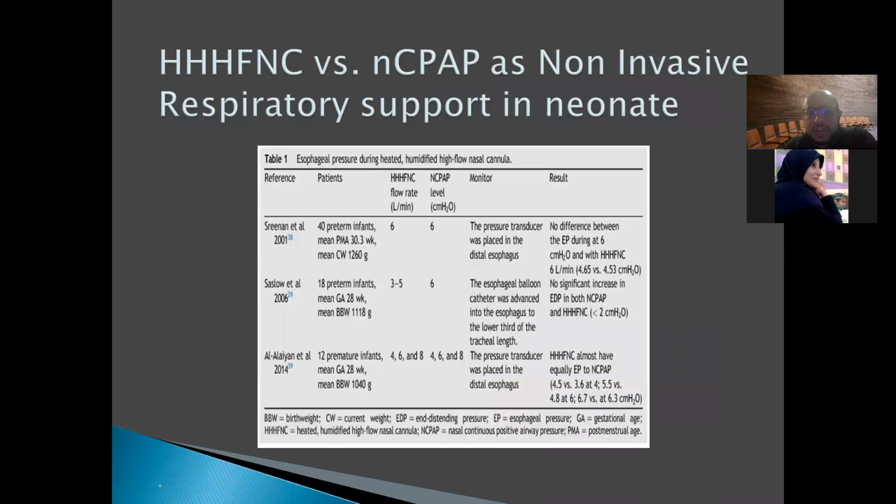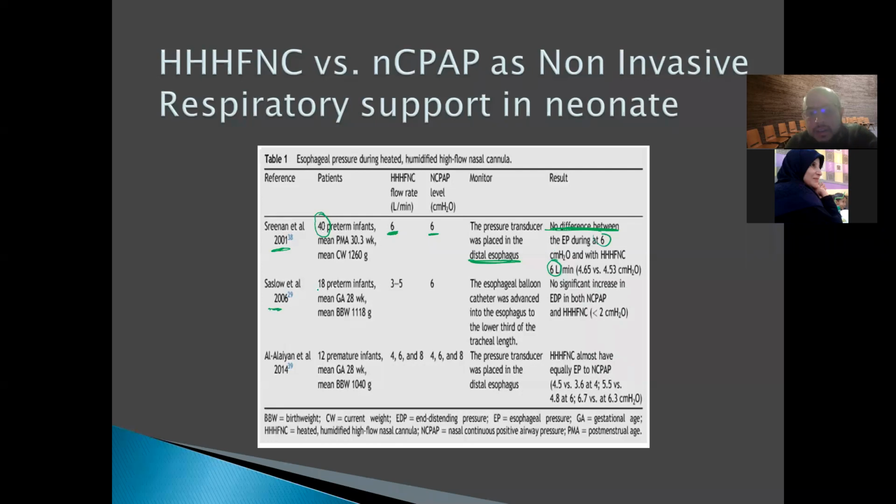People try to look at heated high flow nasal cannula versus nasal CPAP as an alternative to nasal CPAP. They try to measure the pressure inside, placing a small probe transducer here in the distal esophagus, and they measure exactly the pressure. A 2001 study on 40 babies compared high flow at 6 liters versus CPAP of 6. They found there is no difference between 6 liter high flow nasal cannula and CPAP of 6, based on the pressure. There's no difference in the pressure at the distal esophagus.